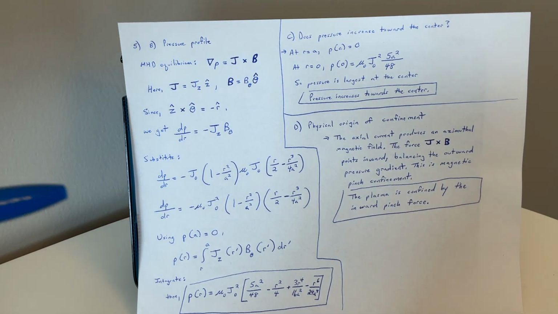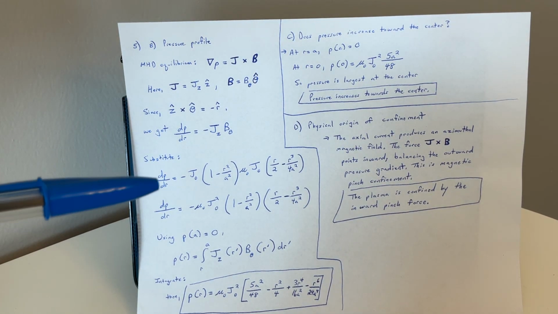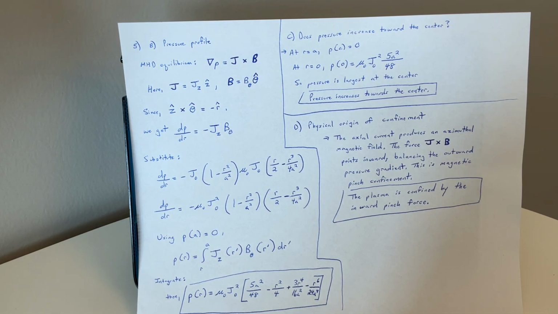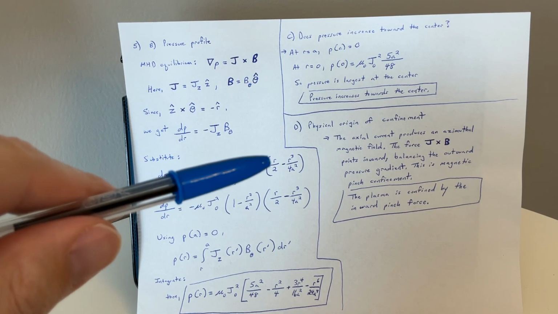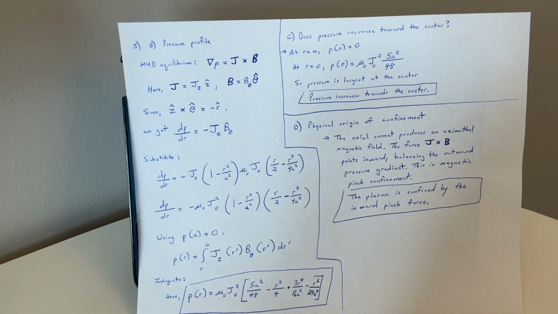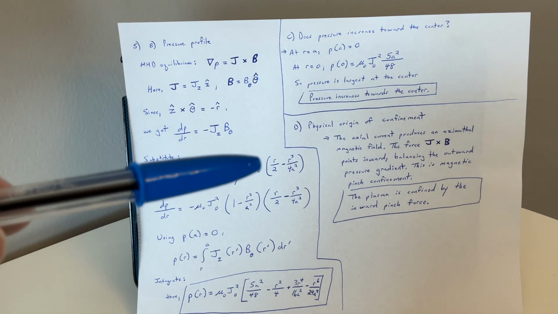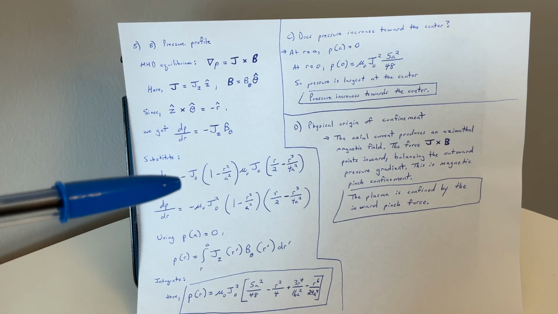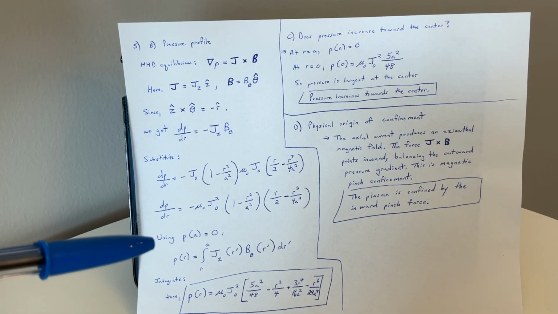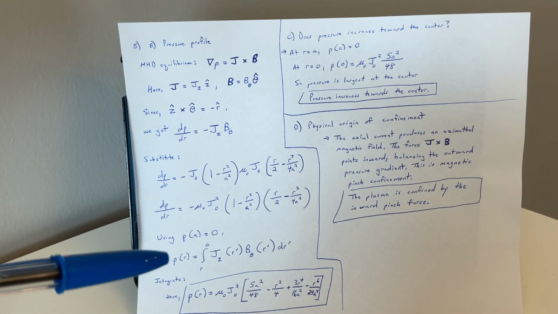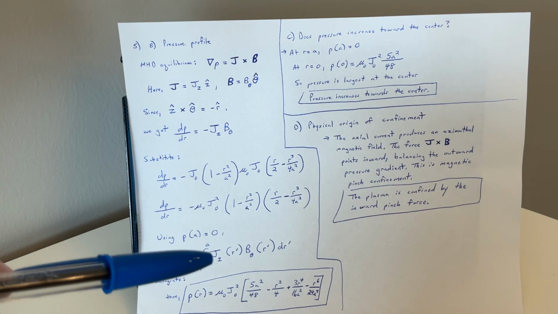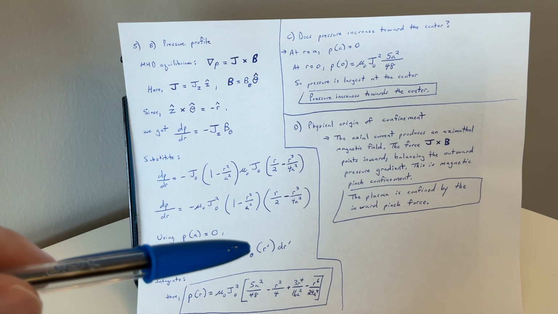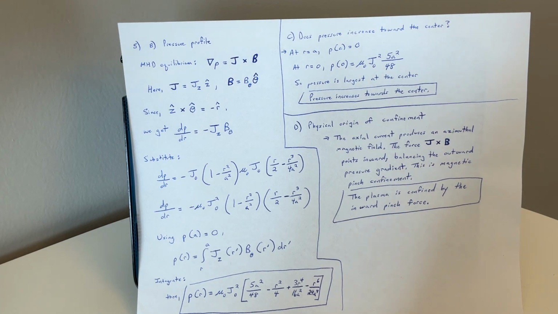Now, if we do some substitution here from what we have before, dP/dr is negative J naught times the quantity 1 minus R squared over A squared, times mu naught J naught times the quantity R over 2 minus R cubed over 4A squared. Just putting these together and rewriting it. Now using P of A equals 0, P of R from R to A is the integral of J sub Z of R prime, B sub theta of R prime, dR prime.